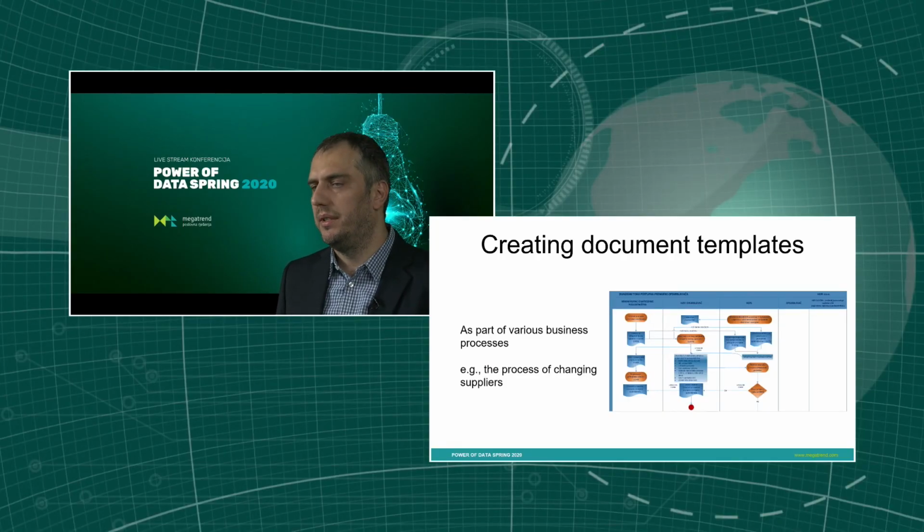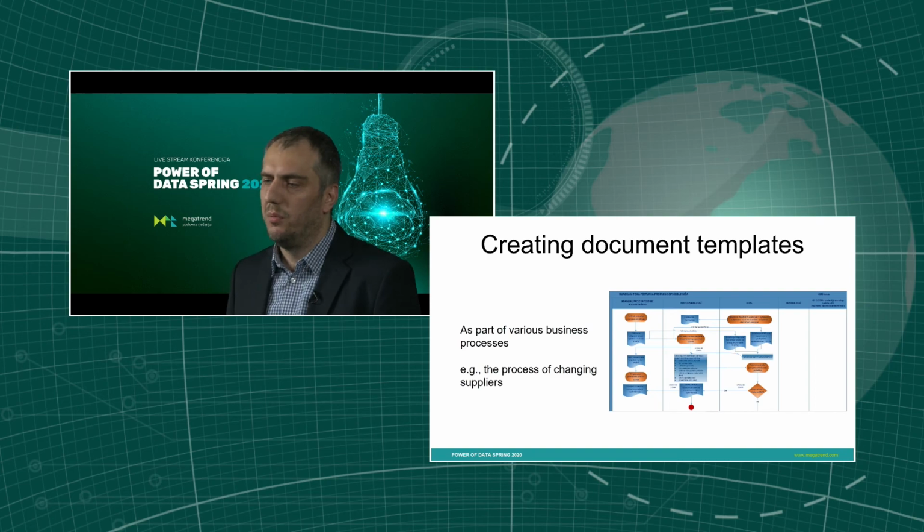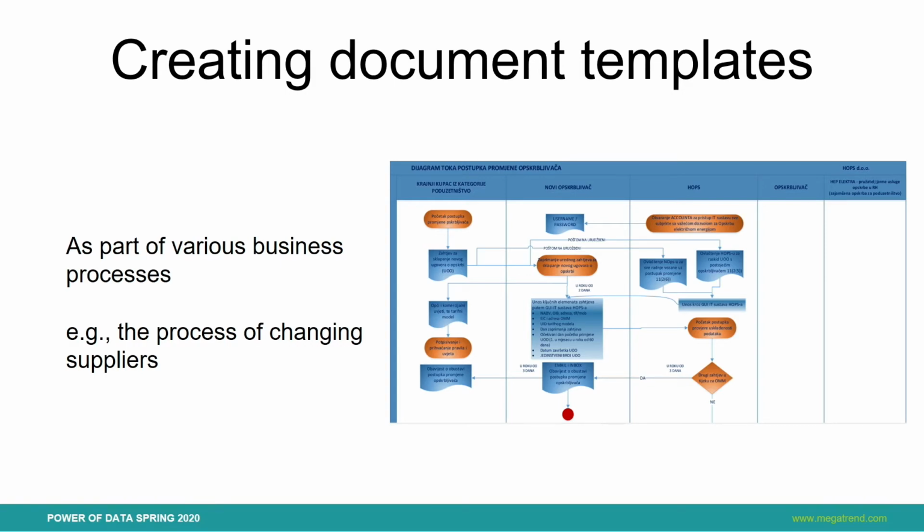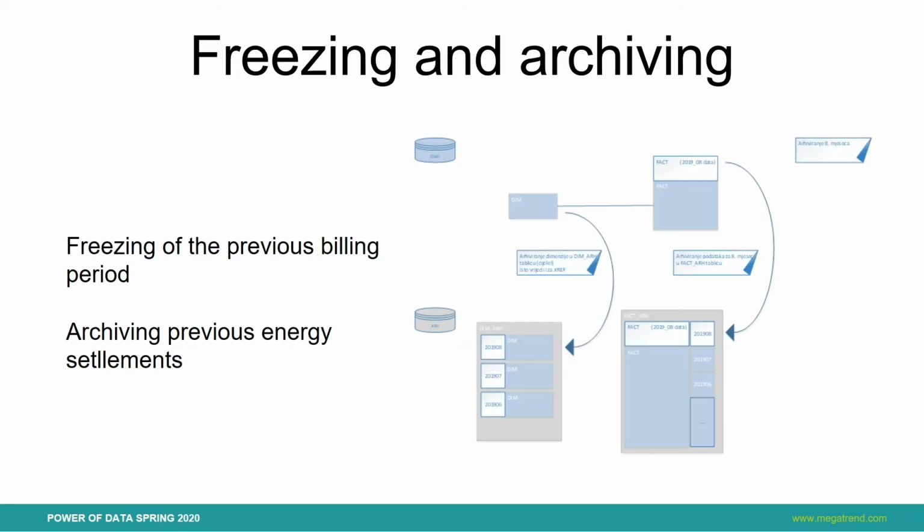Another role is creating document templates. As a part of various business processes, there is a need for creating documents like some kind of contracts or other documents that look like that and have lots of information. For example, in the process of changing suppliers, there is a need to create a document with all that information that is then printed out and signed by the customer and put back in the system.